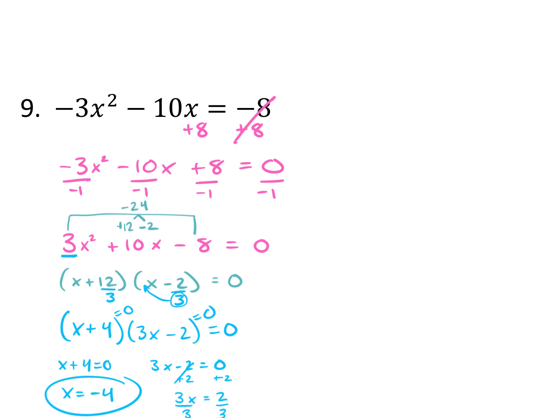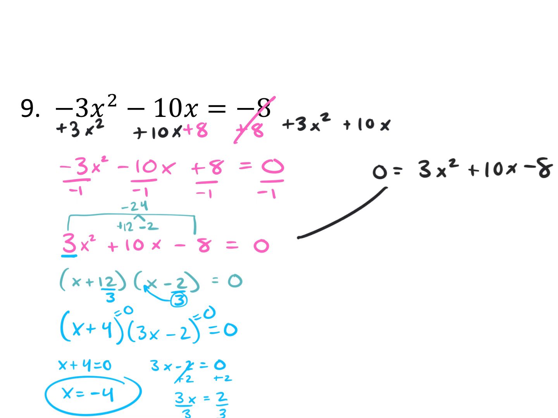Yeah, so for number 9, we could have added 3x squared to move it to the other side and added 10x to move it to the other side. So then we would end up with 0 equals 3x squared plus 10x minus 8, which is the same thing we got in this step here after we divided by the negative 1. So you can move everything to the right side, make your x squared positive. Just easier to factor when your x squared is positive.